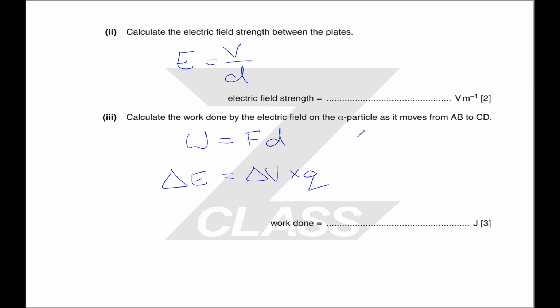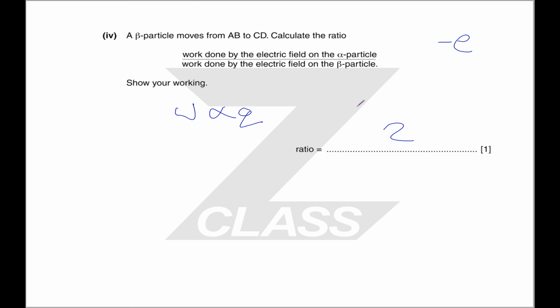I believe. However, I don't know if they want minus 2. If they want minus 2, it's because in one case you're doing work, and in one case you're gaining work into the field. But I think that's probably beyond this. So I think all they're looking for is a ratio of 2, saying that work is proportional to charge.